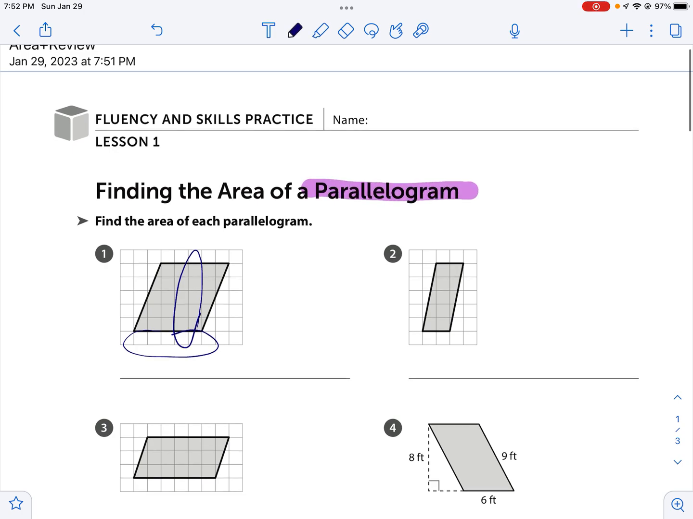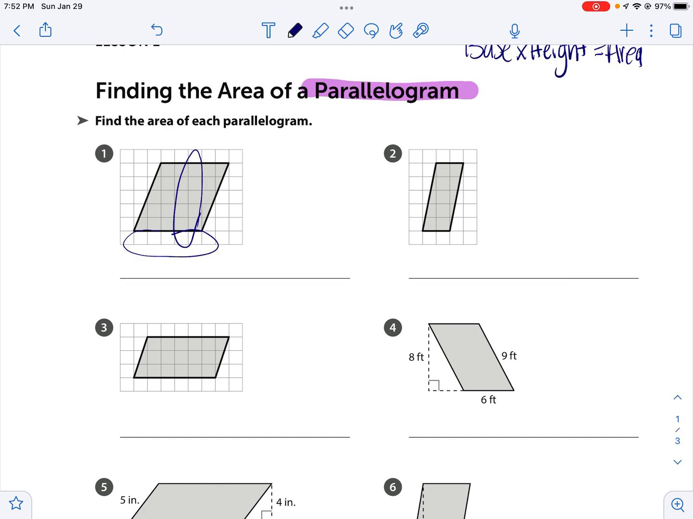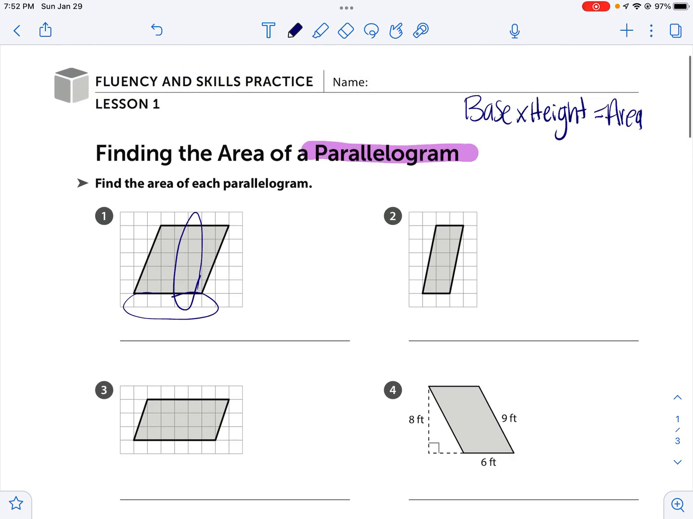So the formula we're going to use for a parallelogram is base times height equals area. And something I want you to think about is when we're doing anything with area and we're trying to find the height of something, remember height has to be going straight up and down. We do not measure the height of anything that's going diagonal, right?